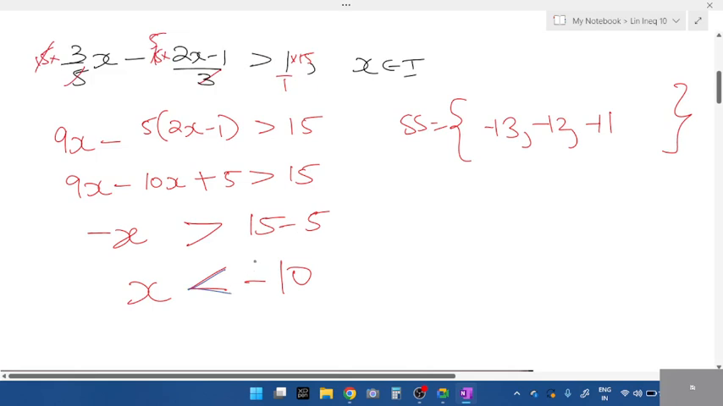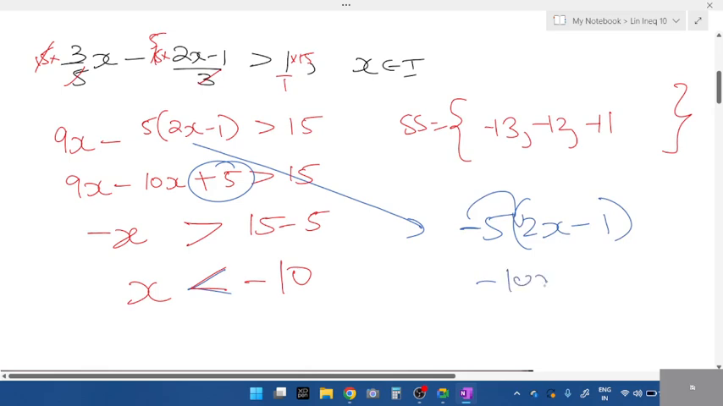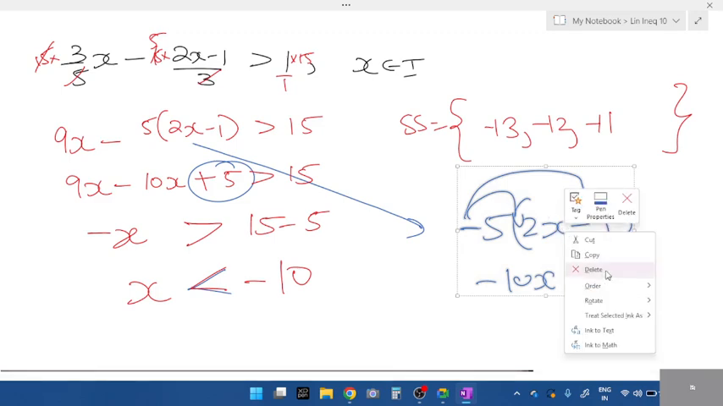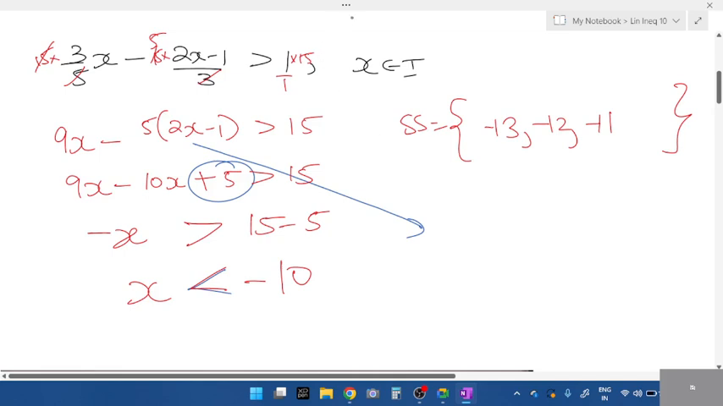Which one? Plus 5. Which one, Ruth? You're asking about this plus 5. When you open the bracket, what do you get? Minus into plus is minus 10x, right? Fine. Then minus 5 into minus 1. Minus into minus is plus. 5 ones are 5. Clear? Is it clear? Okay.